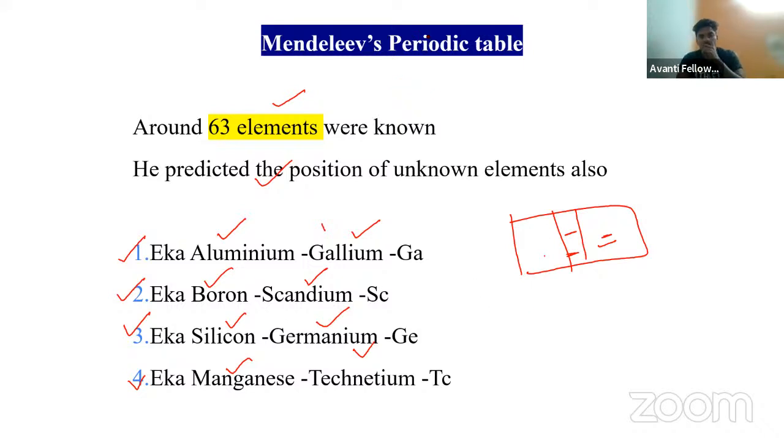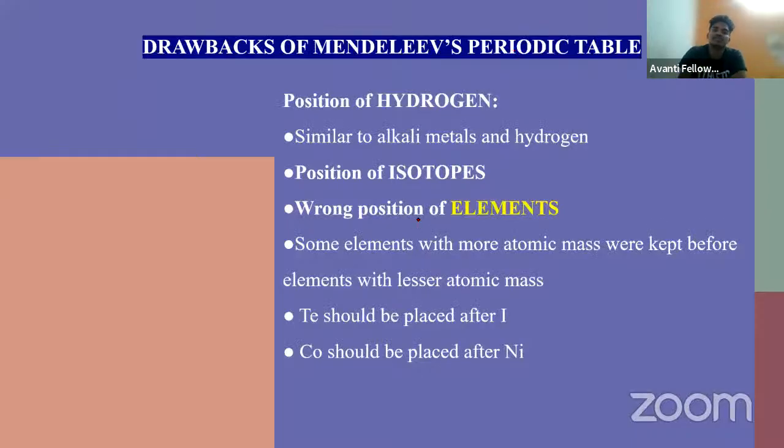Right, Eka aluminum, Eka boron, Eka silicon, Eka manganese. In your JEE Mains, NEET, and KCET exams, they ask questions on these four things. I hope you guys are clear with what I'm saying. Next, we need to know some of the drawbacks of the Mendeleev periodic table. That's very, very most important.